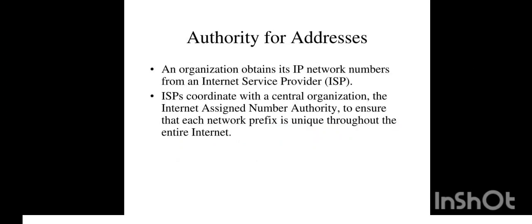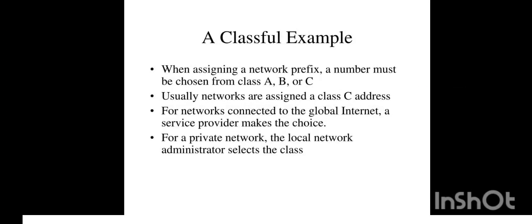Next, the authority. The authority means an organization that provides IP addresses to the internet service provider. The ISP coordinates with the central organization to ensure that each network prefix is unique throughout the entire network. The IP addressing is divided into 2 types: classful and classless. Classful means that in assigning, a network prefix must be chosen from A, B or C. That is what is meant by classful.